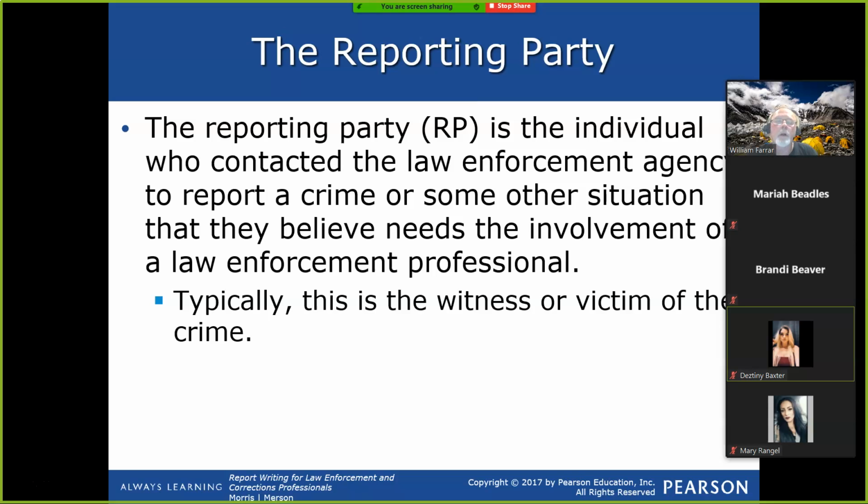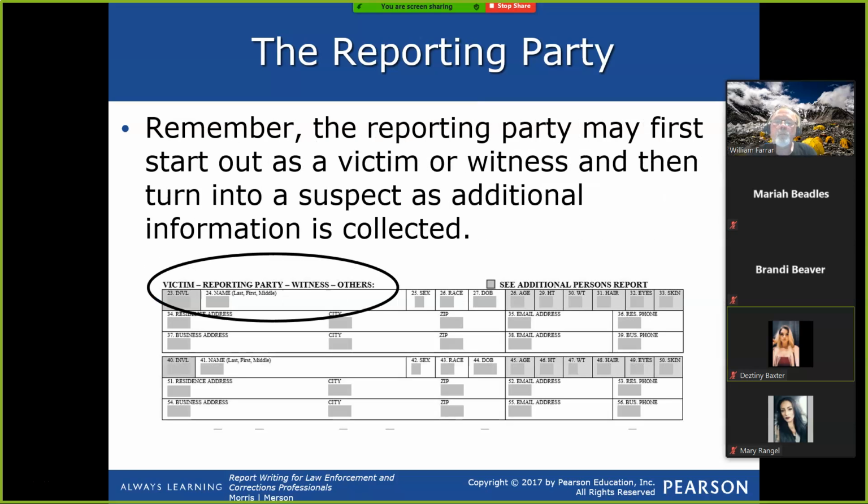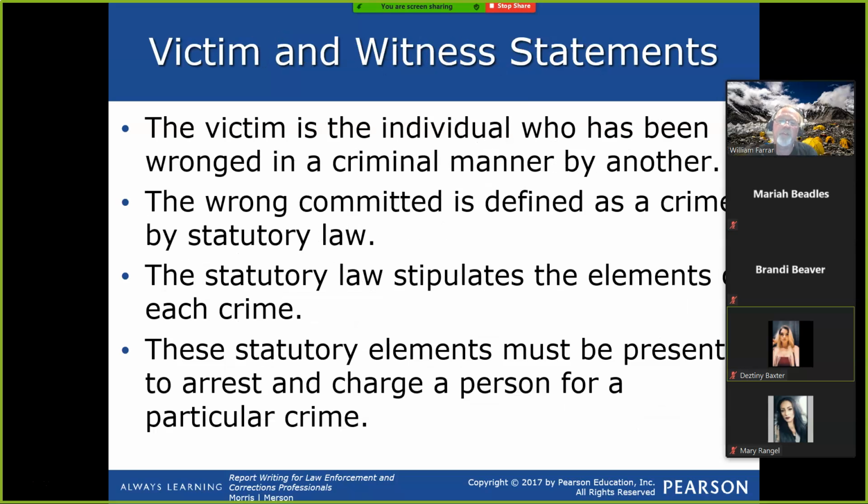And then we'll talk about the suspect later on. Again, the reporting party is the person who contacted law enforcement to report a crime or some other situation that they believe needs the involvement of law enforcement. Typically, it's going to be a witness, but it's not always. Sometimes they're separated there. And even on your reports, when you look at different forms, and understand that different departments have different forms, you've seen a lot of San Bernardino County and also Riverside County, so we're trying to give you a look between the two counties. But you'll see on the report forms victim, reporting party, witness, or other, because sometimes there's a separate witness, a separate RP, and a separate victim. And then there's a suspect, of course. Even the report forms reflect the fact that they're not always the same.